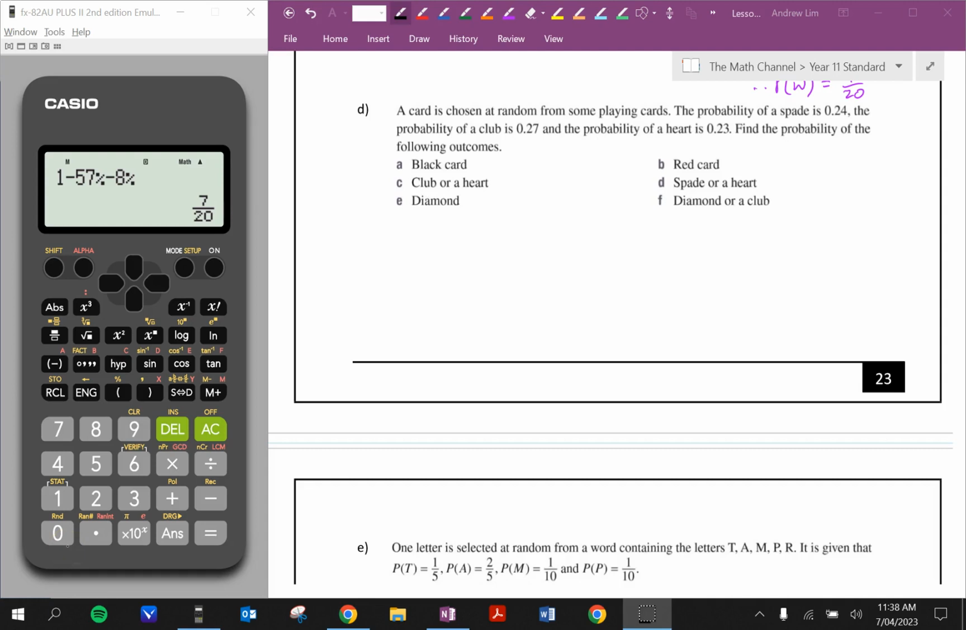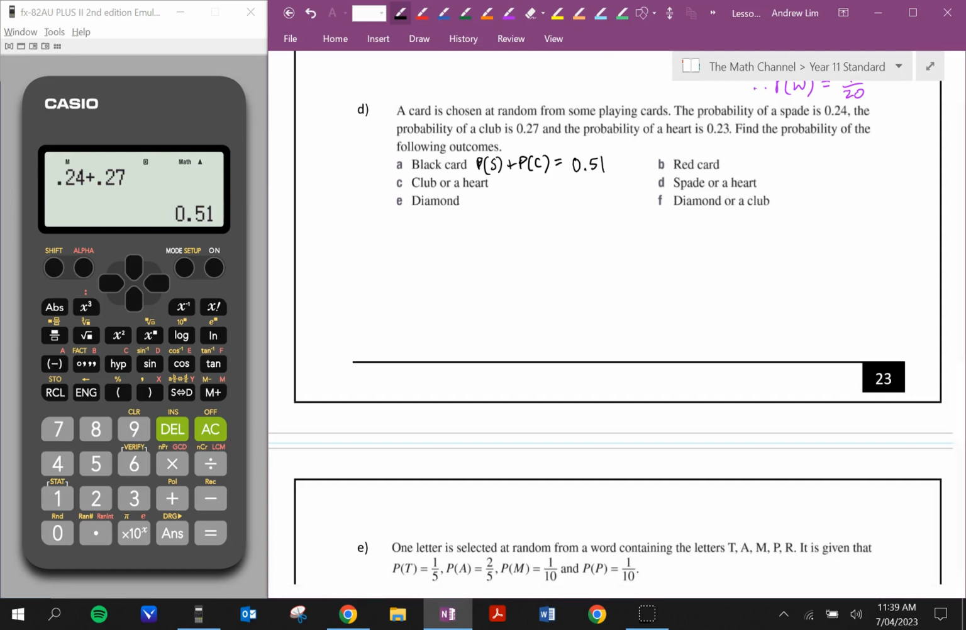So a black card. We know black cards are spades and clubs. So this is the probability of spades plus the probability of clubs. So we can see here spades 0.24, clubs is 0.27. So 0.24 plus 0.27 is 0.51. Okay. Don't just assume that is half, because half a deck is black and half a deck is red. Actually look at the question, because it might not be a fair deck of cards, okay? It might not be a normal deck of cards.